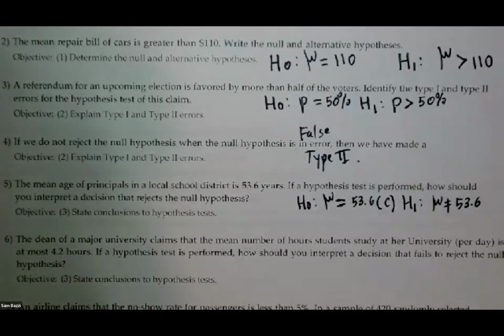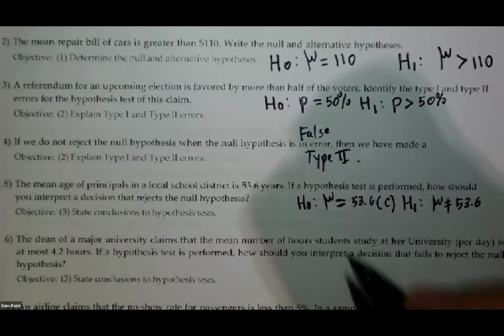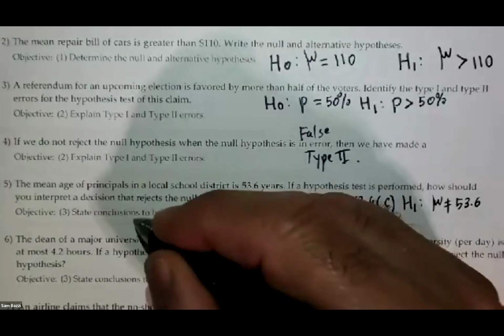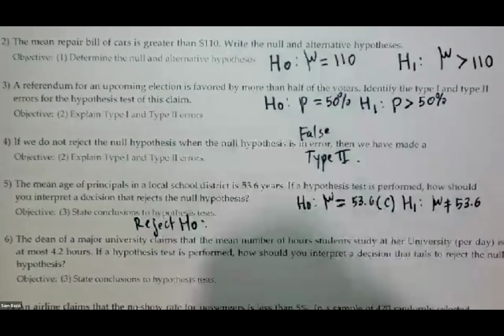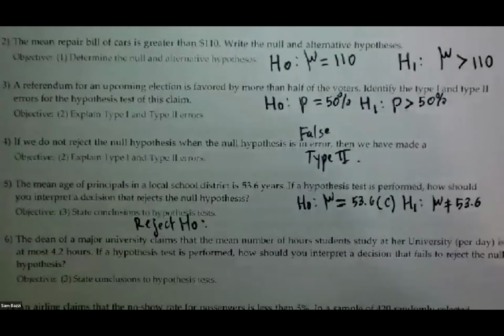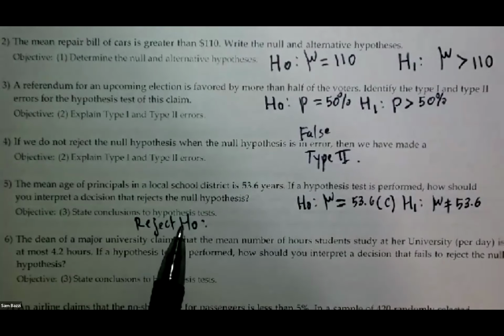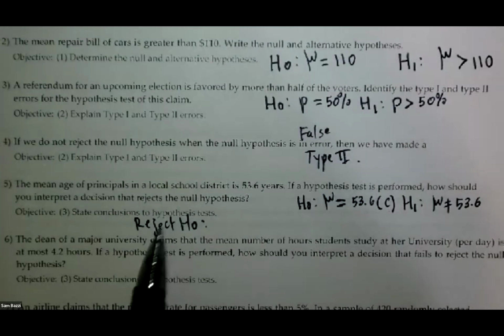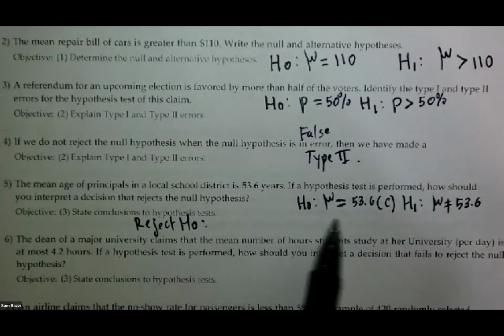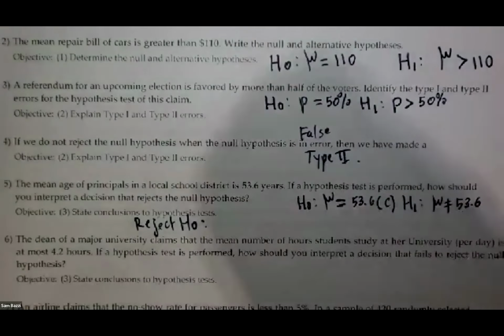If you perform a hypothesis test, how should you interpret a decision that rejects the null hypothesis? So if you reject H0, what do you say, guys? If I give you this one on the test, it will be multiple choice, so you would select one of 4 or 5 choices. If you reject H0, what do you say about the claim? The claim happened to be in H0, and you reject H0, you say there is enough evidence to reject the claim.